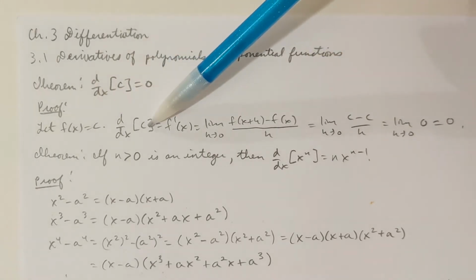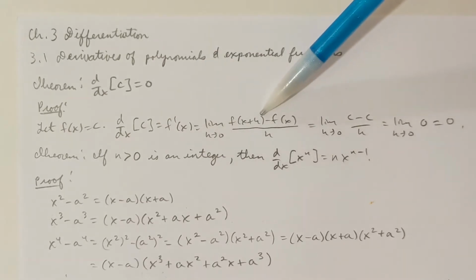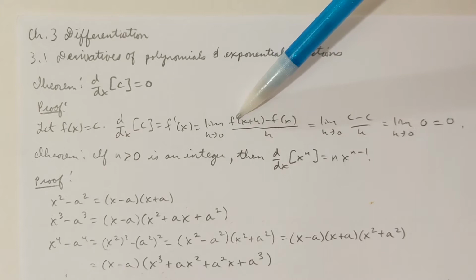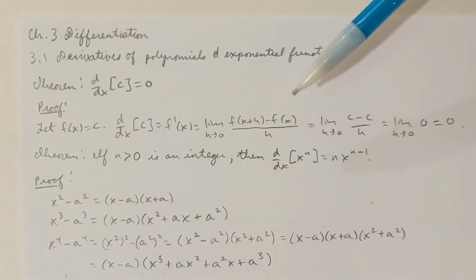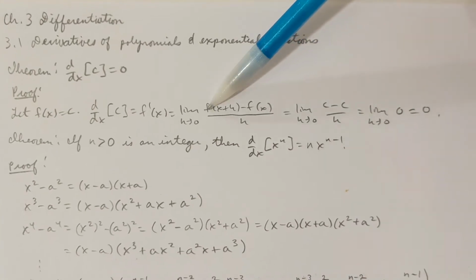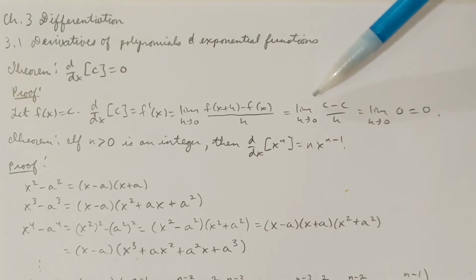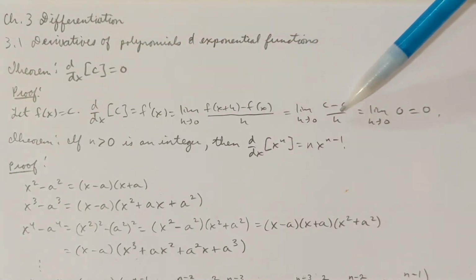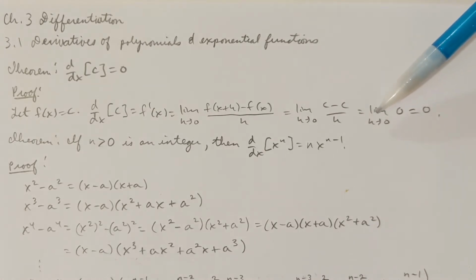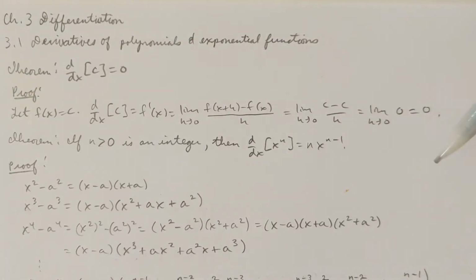The derivative of a constant, or f prime of x, would be the limit as h approaches 0 of the difference quotient. So I'm using the limit definition here, and f of x plus h would be c, there is no x's, minus f of x, that's c, all over h. c minus c is 0. The limit of a constant is always the constant, so you get 0. All right, the derivative of a constant is always 0.